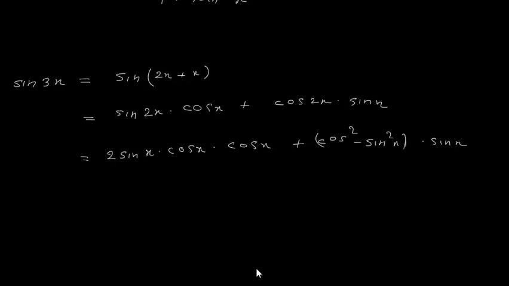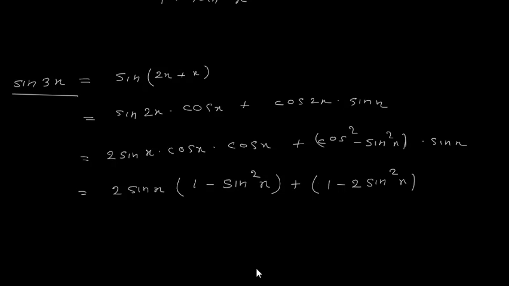Now here this is 2 sin x and this is cos square x. So this cos square x I can write as 1 minus sin square x. Why am I doing this? Because we want to find the formula for sin 3x, so it should be in terms of sin. Plus here also this cos square x minus sin square x can be written as 1 minus 2 sin square x. So everything is in terms of sin.